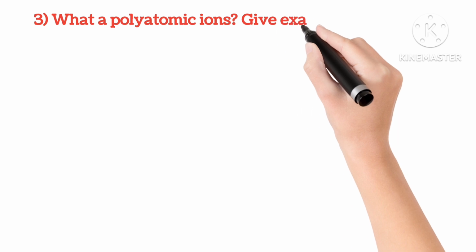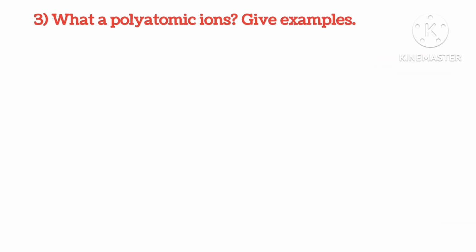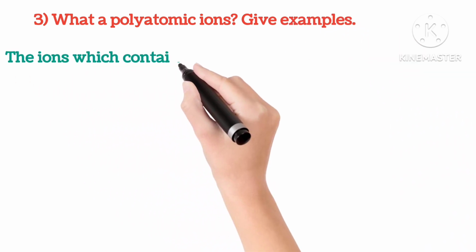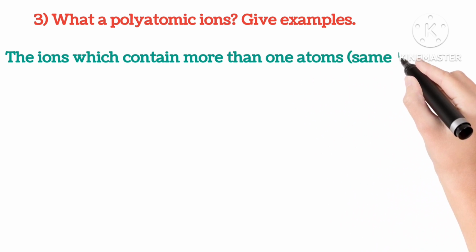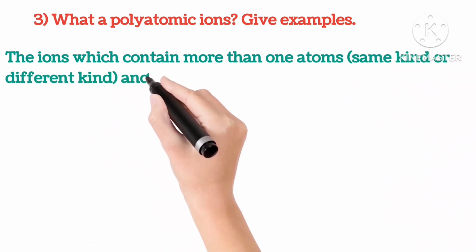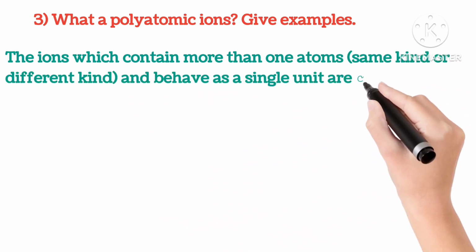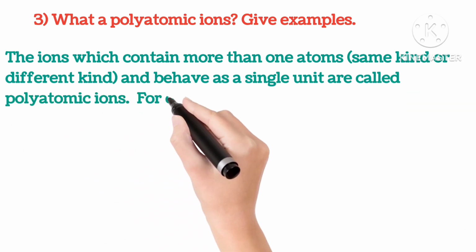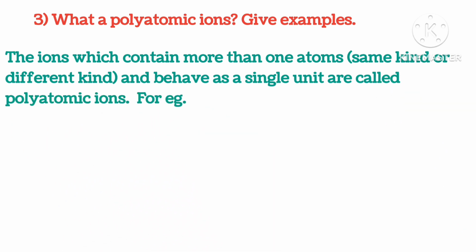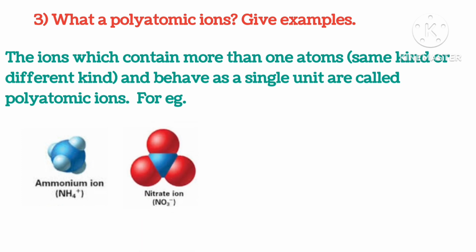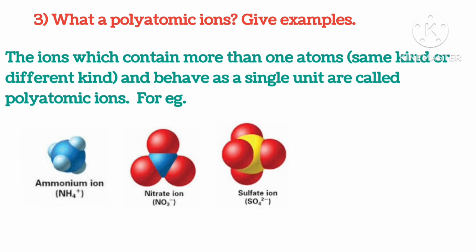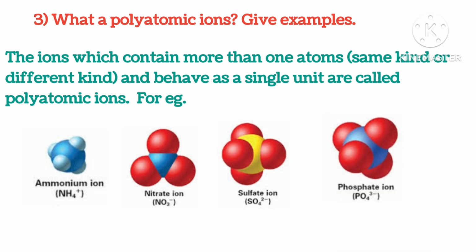What is a polyatomic ion? Give examples. The ions which contain more than one atom, of the same kind or different kinds, and behave as a single unit are called polyatomic ions. For example, ammonium ion, nitrate ion, sulfate ion, phosphate ion.